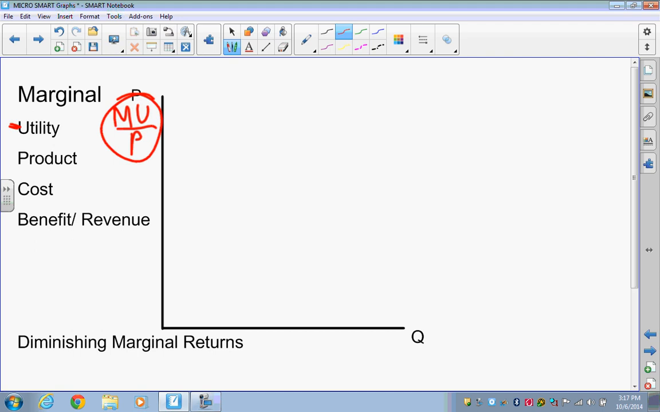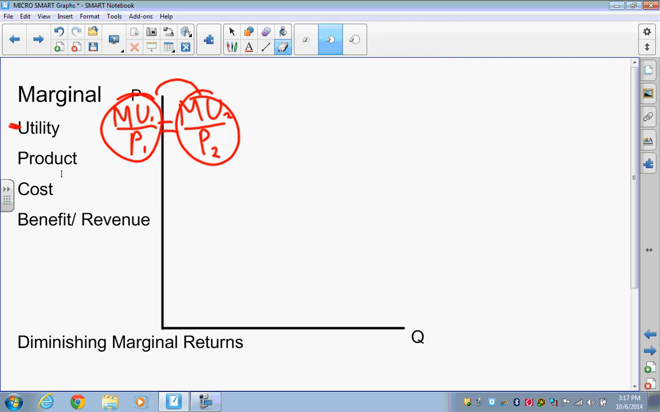Marginal utility per dollar. And sometimes you'll have to compare it, like marginal utility for product 1 and then MU2 over P2. And so you've got to compare these, and you'll want to do it until they're equal, or until one's bigger than the other, you do that one. So make sure you're ready to go back and forth between those two, especially when it comes to price.